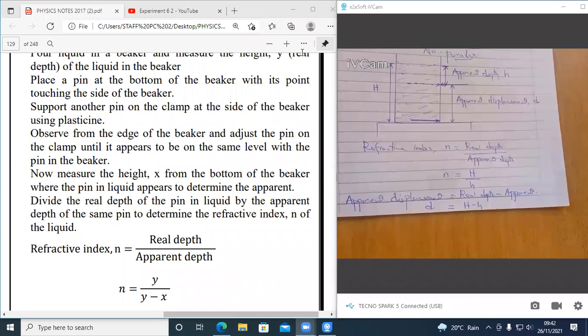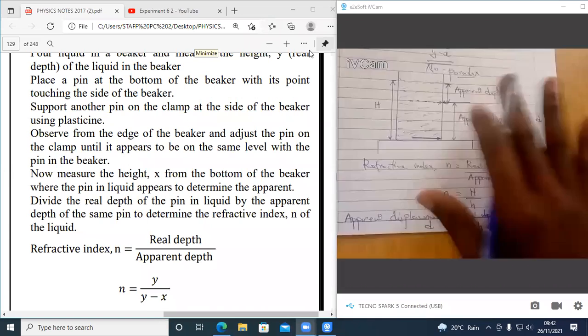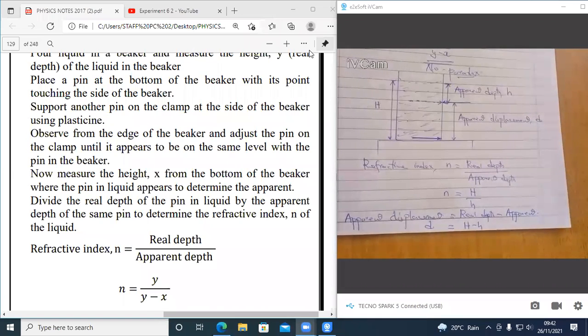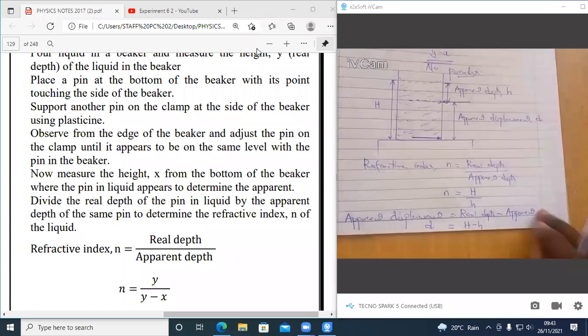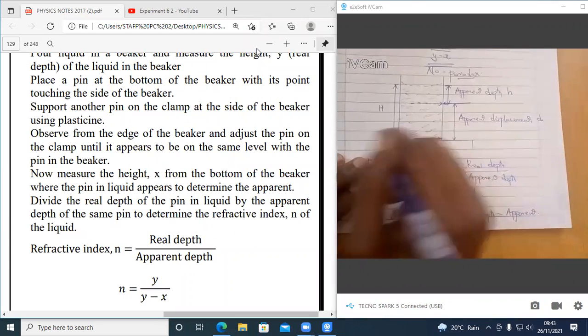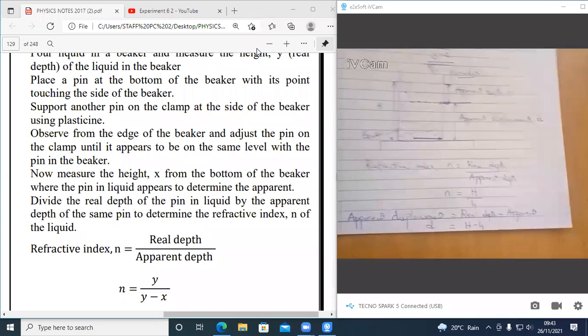Who can describe for us briefly this experiment? We have 1 minute remaining. What do we do? What do we need in this experiment? Just describe it briefly. Who can describe it for us? What do we need? Yes? Teacher, we need a glass block, a retort stand, a transparent liquid. For the liquid, we don't need a glass block. We need a beaker.